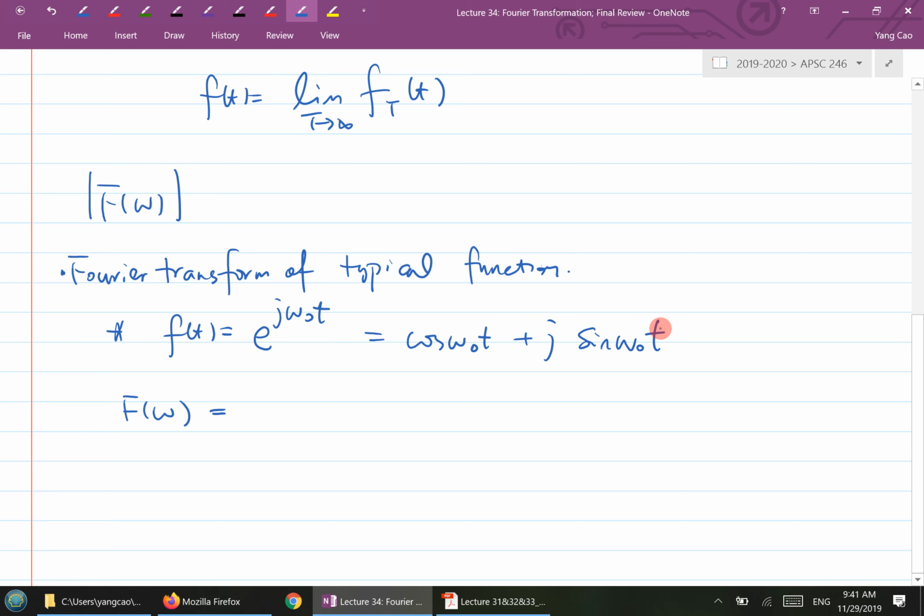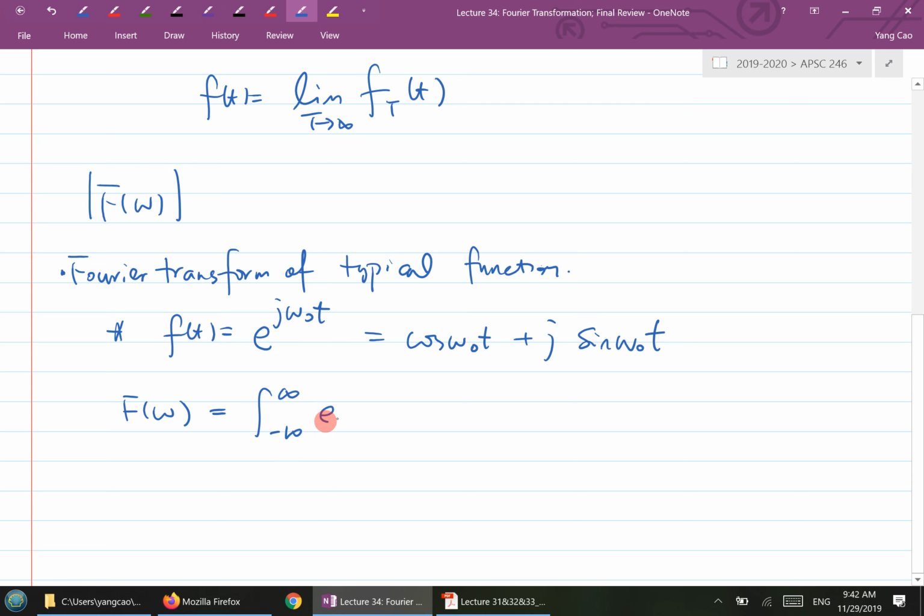So it's a complex time function, but if you look at it, it has only one frequency component, which is omega naught. That's the only frequency component in this function. Then its Fourier transform, F of omega, since the Fourier transform gives you the frequency spectrum, we should expect it to have only one frequency, which is omega naught. So let's take a look at how we do this.